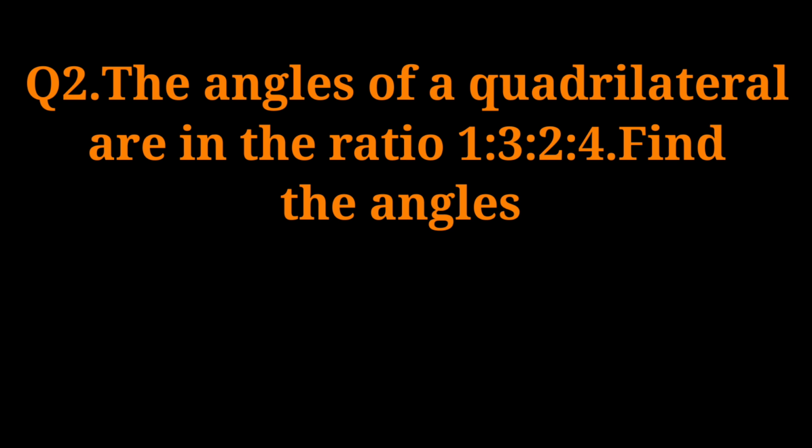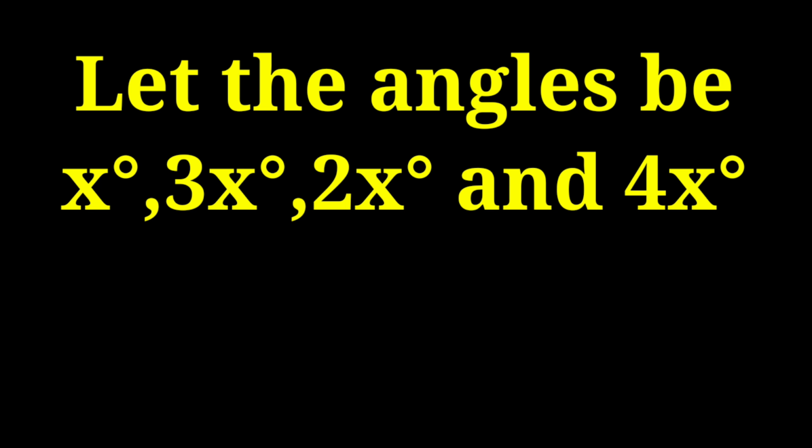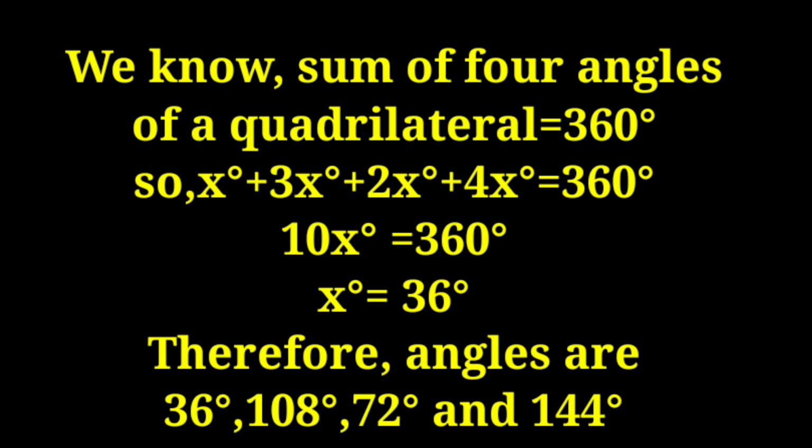This is the second sum. The angles of a quadrilateral are in the ratio 1:3:2:4. Find the angles. This is based on ratios, and remember that the sum of the four angles of a quadrilateral equals 360 degrees. So x degrees plus 3x degrees plus 2x degrees plus 4x degrees equals 360 degrees. Altogether we got 10x degrees equals 360 degrees. So x equals 36 degrees. Therefore the angles are 36 degrees, 108 degrees, 72 degrees and 144 degrees.